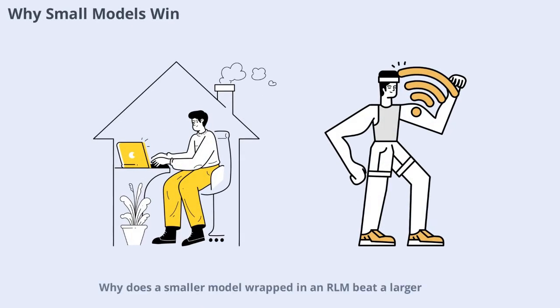Why does a smaller model wrapped in an RLM beat a larger, more expensive model? The answer is focus. The hardest part of long context tasks isn't raw intelligence. It's not drowning in data. By breaking problems into clean, narrow subtasks and using deterministic computation, like Python code, RLMs let modest models outperform their bigger counterparts. The model doesn't need to remember everything. It just needs to know how to find and process what matters.